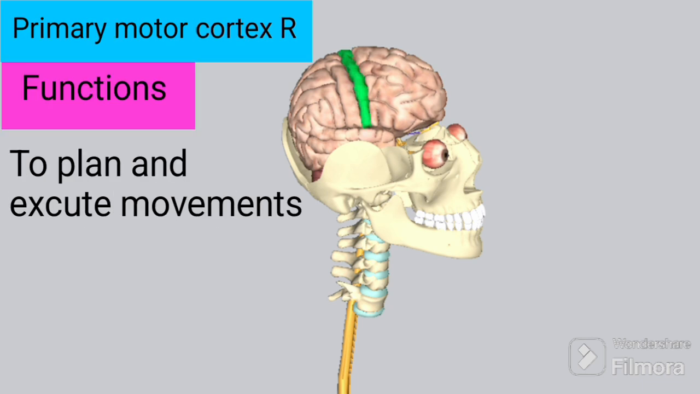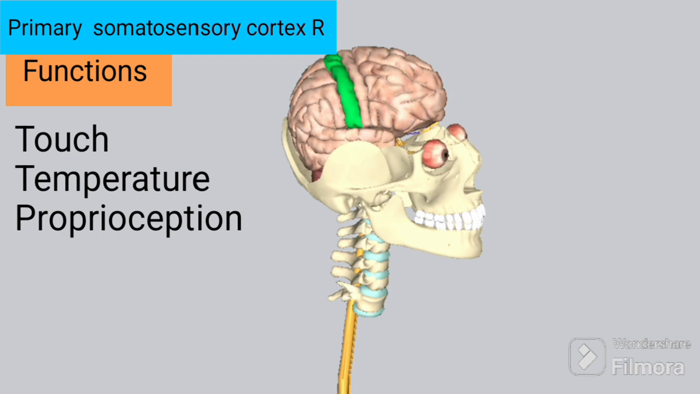Primary motor cortex is a brain region that in humans is located in the posterior portion of the frontal lobe. Its function is to plan and execute movements. The primary somatosensory system is a diverse sensory system comprising the receptors and processing centers to produce the sensory modalities such as touch, temperature, and proprioception.